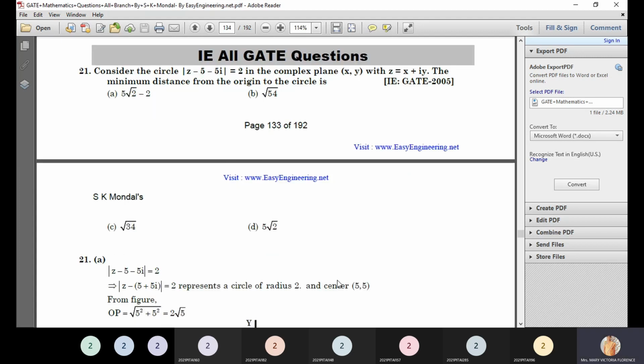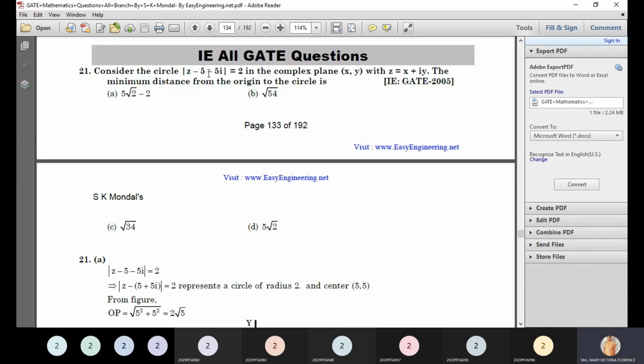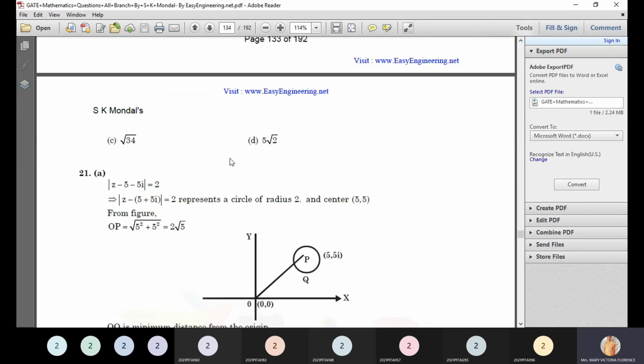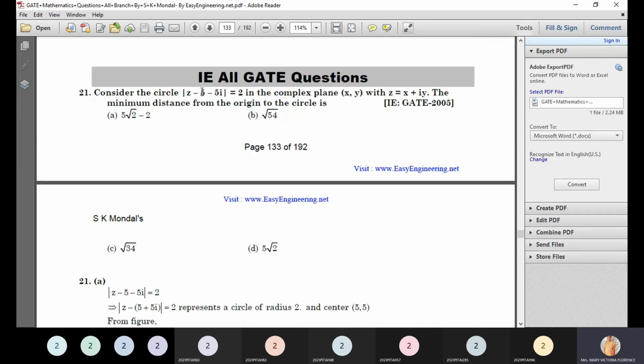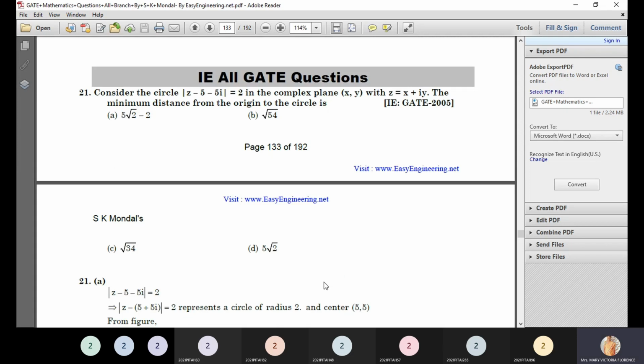mod z minus 5 minus 5i equal to 2. If you take minus outside, mod z minus (5 plus 5i) equal to 2. It represents a circle of radius 2 and center 5, 5. From the figure, see here, z minus 5 minus 5i. So the center is, you split this, z minus (5 plus 5i). So 5, 5i is the center, in the imaginary plane, in the positive axis with radius 2.